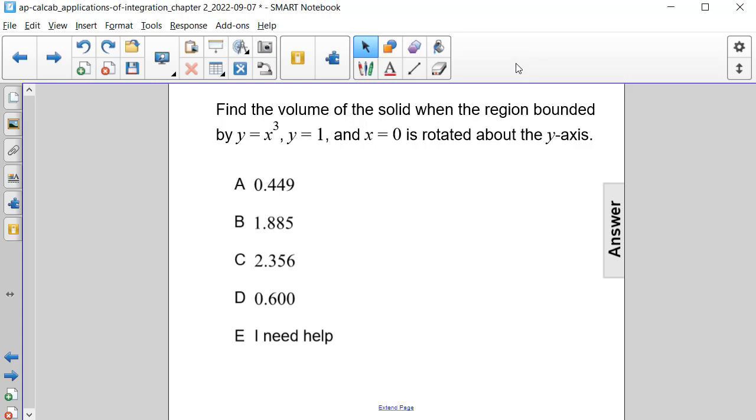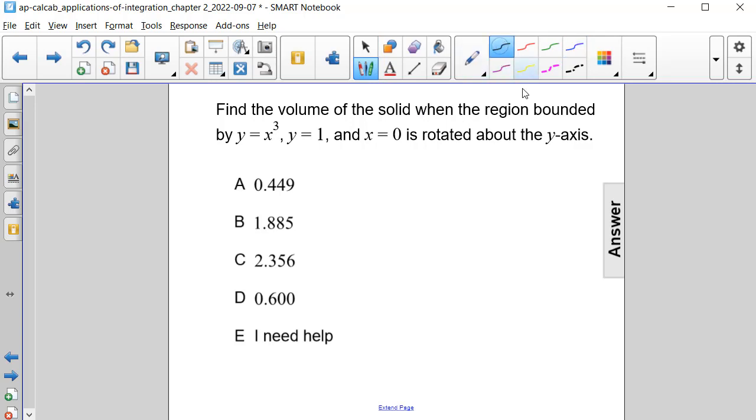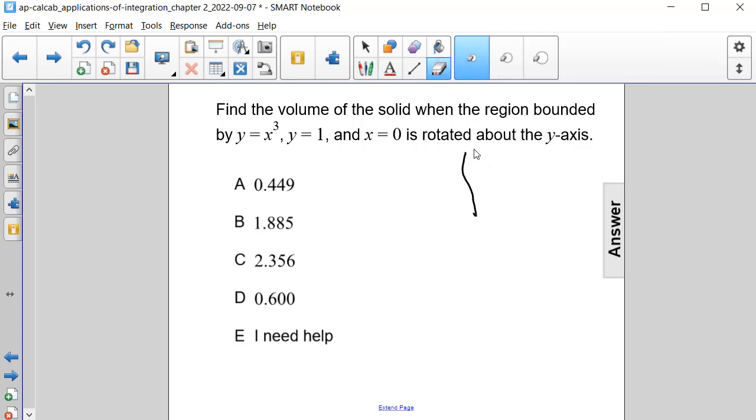Find the volume of the solid when the region bounded by y equals x cubed, y equals 1, and x equals 0 is rotated about the y-axis. Well, the first step that we should be doing is graphing our function and trying to see what the solid of revolution is going to turn into. So let's start there.